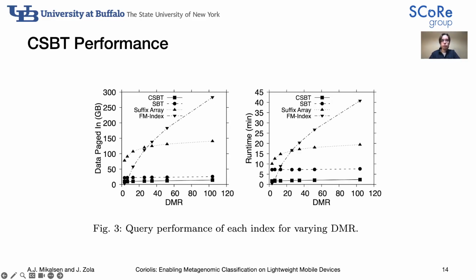To give you an idea of what the performance of the CSBT looks like, here's a comparison between the SBT, the suffix array, and FM index, where we vary the DMR, which tells you how many times larger the input text is than the amount of available memory. And we see that the compact string B-tree performs fewer IO operations than the other data structures and is faster. And as a result of performing fewer IOs, it's also more energy efficient.